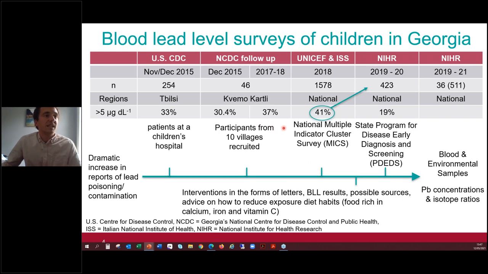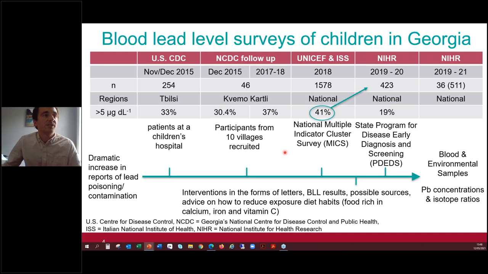So as part of the National Multiple Indicator Cluster Survey, which was a UNICEF-funded survey that looked at lots of aspects, they looked at child blood lead levels. And this was done in collaboration with the Italian Institute of Health. This was the first national survey of just over 1,500 participants. And there they identified that 41% of participants, that's children aged between 2 and 7, had blood lead levels over 5 micrograms per deciliter.